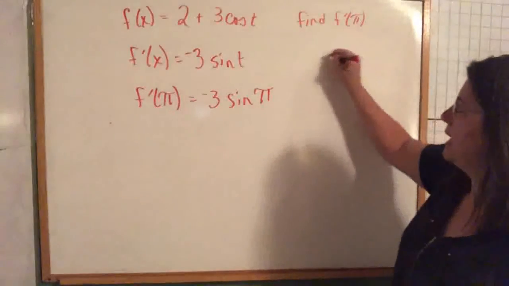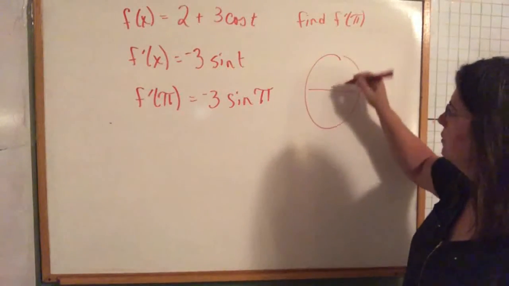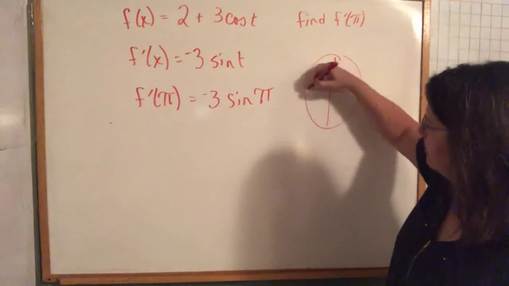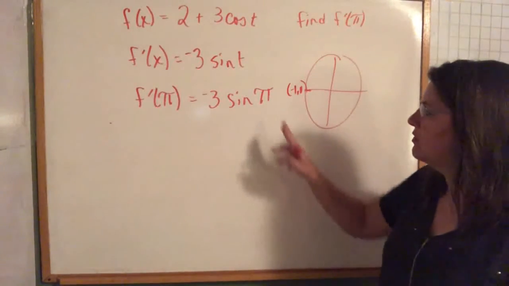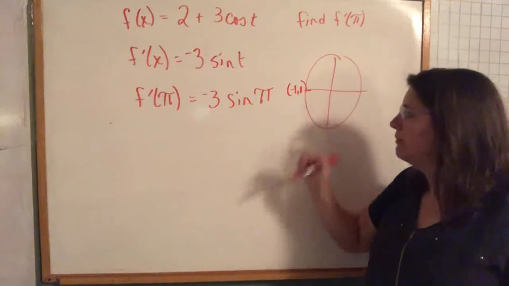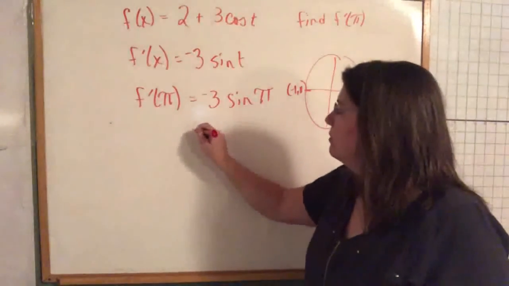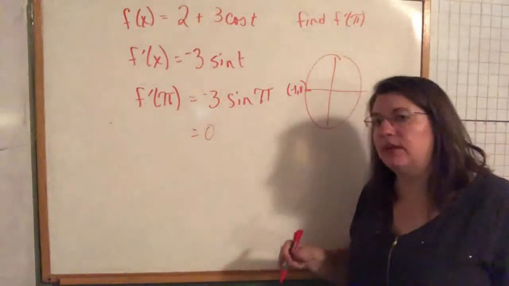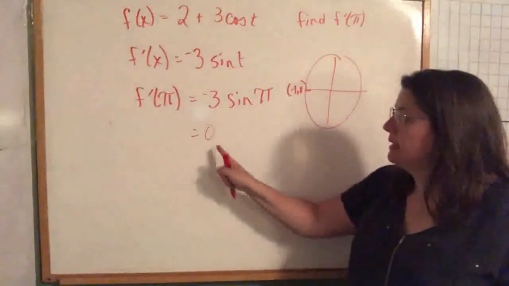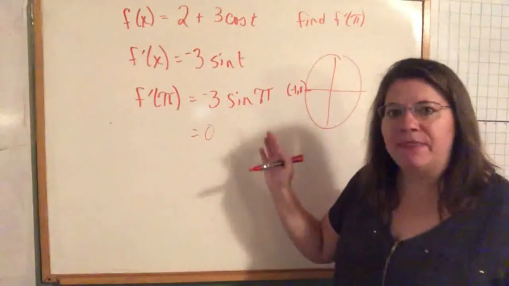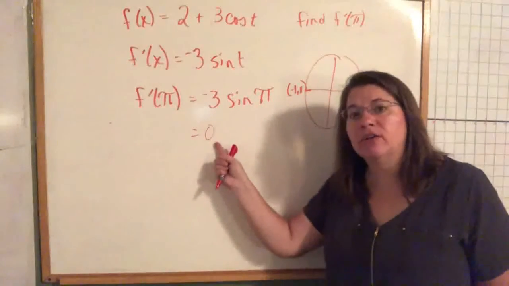And then if you look at a unit circle, just draw a real simple one here. At pi, that ordered pair is negative 1, 0. So sine at pi is 0. So negative 3 times 0 would be 0. So the derivative f prime when x is pi is 0. So at that spot, we have a horizontal tangent line.